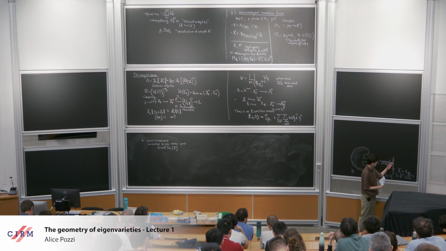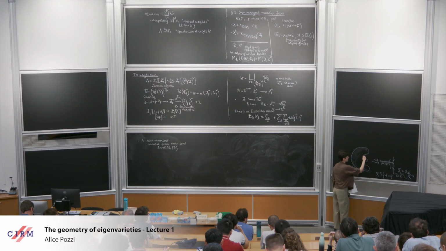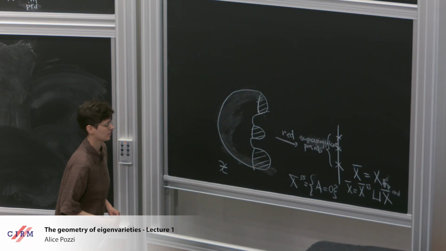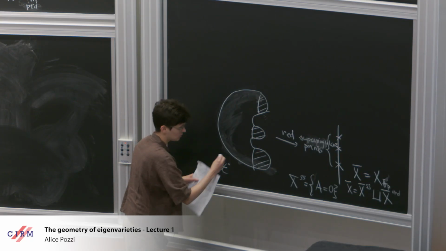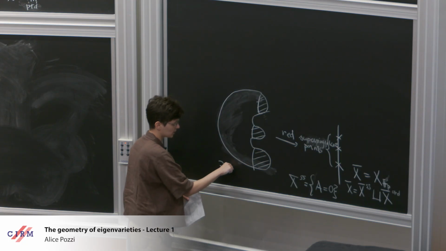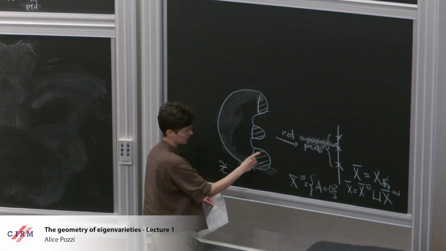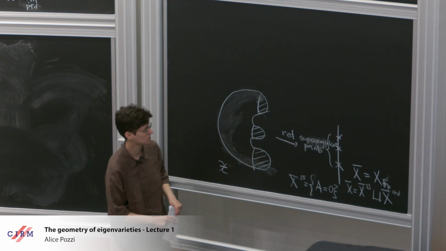Because the pre-image of these points is going to be, via this reduction map, a disk that I'm going to view this way. And this defines two loci in the rigid space, in which, on the one hand, the points reduce to supersingular elliptic curves, and on the other hand, the points reduce to ordinary elliptic curves.